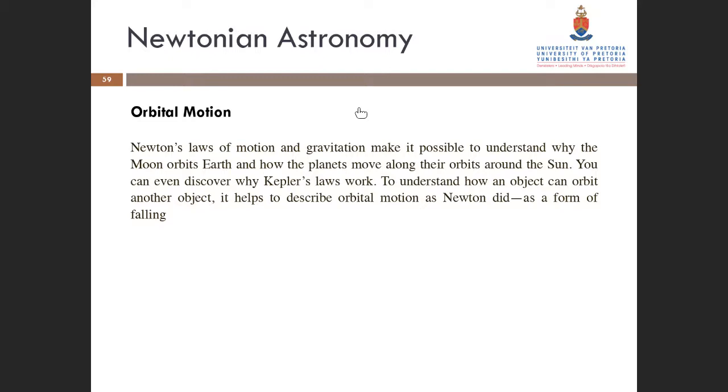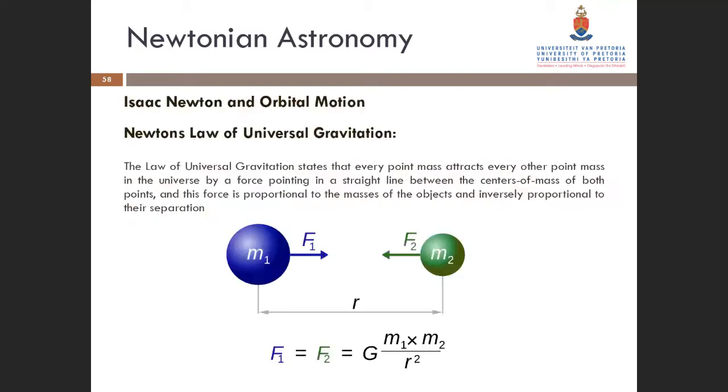To understand how an object can orbit another object, it helps to describe orbital motion as Newton did, as a form of falling. So going back to the previous formula, have you ever thought about a great example? So you have all realized the moon's effect on Earth is tides, right?